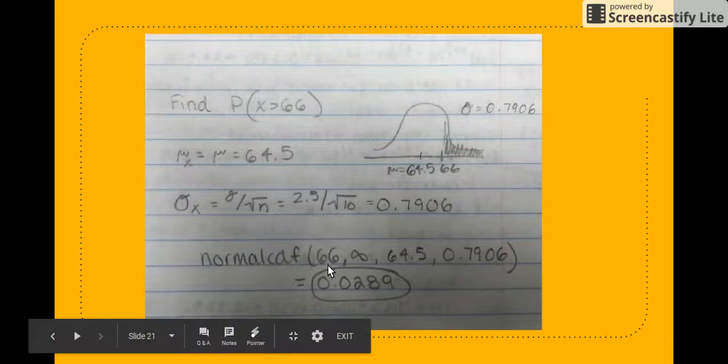Then you're going to do normal CDF, and you're going to do lower bound, which is 66, to infinity, which is your upper bound. Then you're going to put your mean, which is 64.5, and then your standard deviation, which is 0.7906, and you get 0.0289 as your final answer.